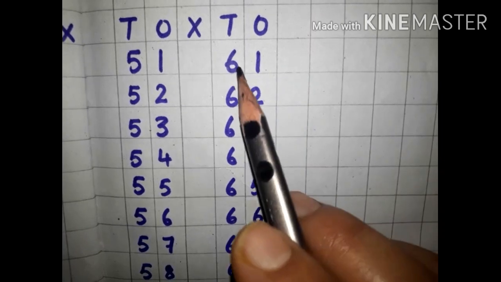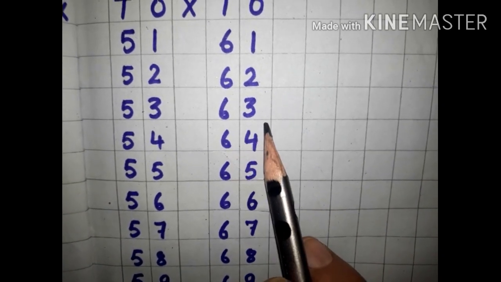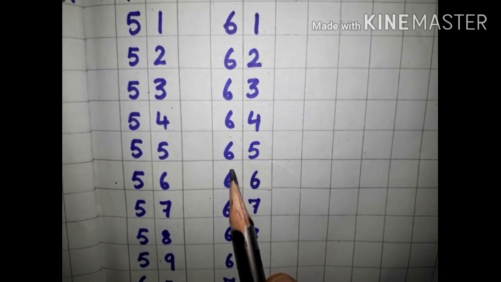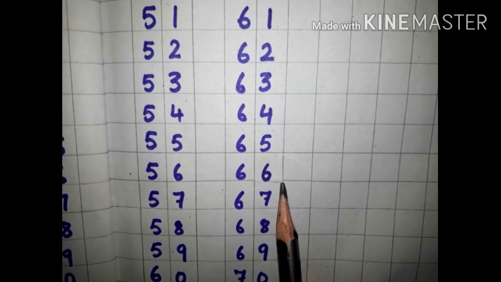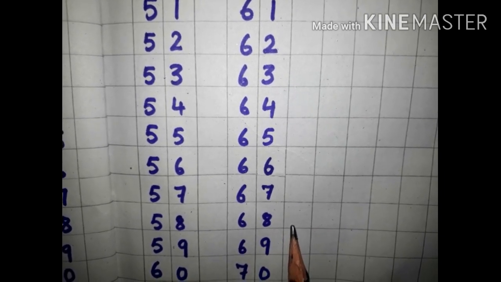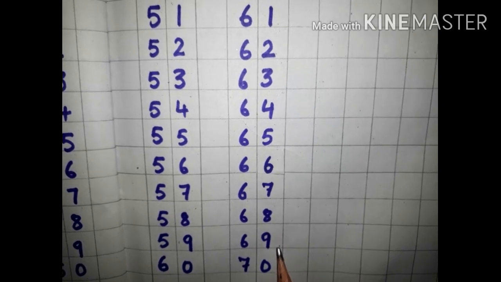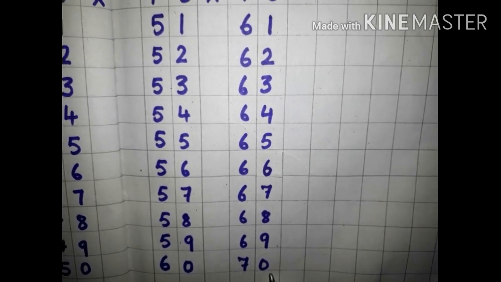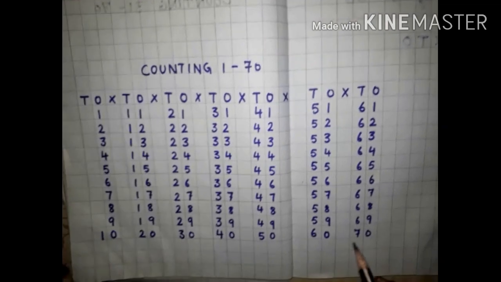61, 62, 63, 64, 65, 66, 67, 68, 69, 70. Children, now at home you have to read the counting again and again.